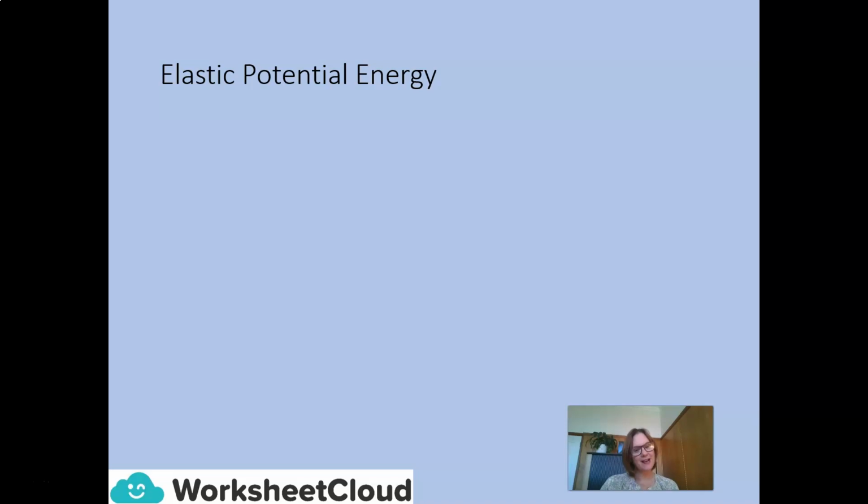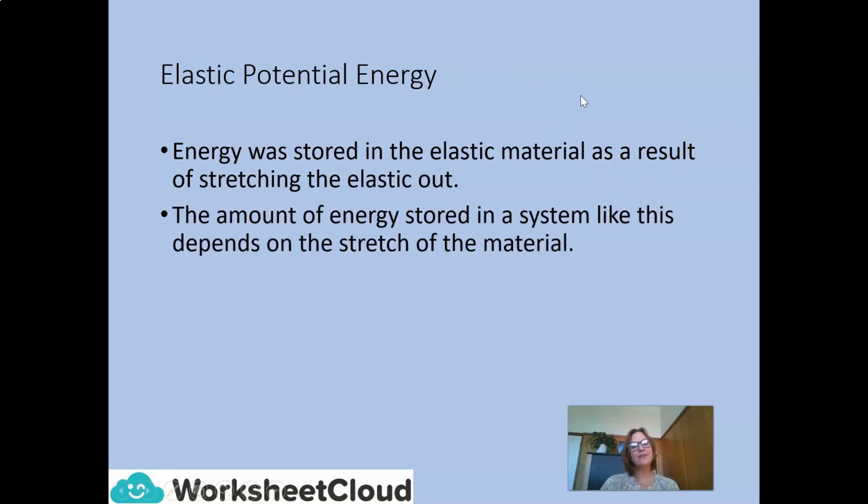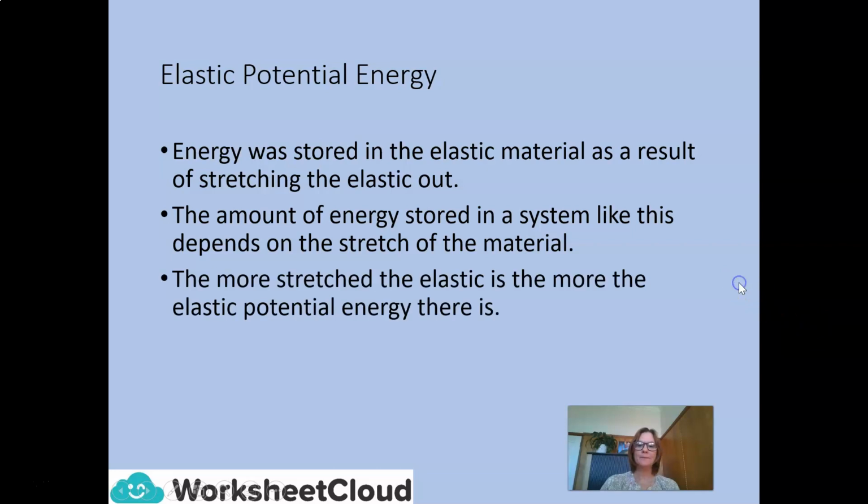Okay, so what were the different types of energy that you saw there? The first one, grade 7s, was elastic potential energy. So energy was stored in the elastic material as a result of stretching the elastic out. Very ingenious way of doing it when they got onto that little motorbike and pulled the elastic back. Okay, the amount of energy stored in a system like this depends on the stretch of the material. So the further back they went, the more energy they released. Okay, the more stretched the elastic is, the more elastic potential there is.